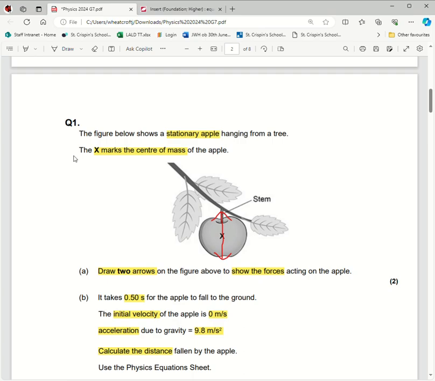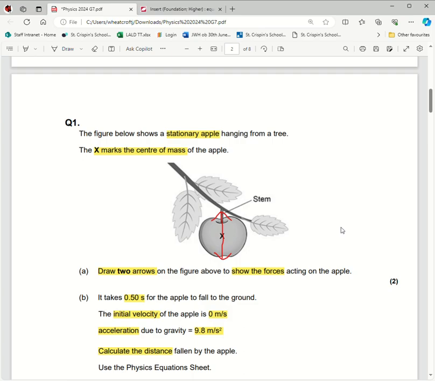Now when we're talking about falling objects, the two key forces, similar to those labelled on the diagram, are a downwards force of weight, and the upward force on a falling object, which is air resistance. So in the picture at the moment, because the apple is hanging from the tree, there is no air resistance acting on it. That's the tension in the stem. But if it were to fall, there would start to be some air resistance acting on the apple.